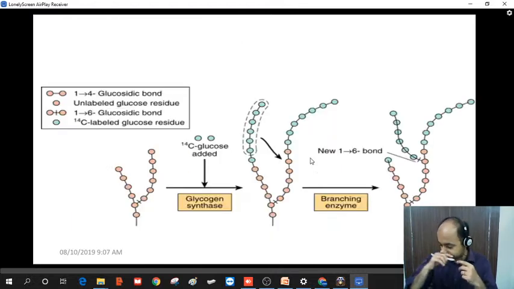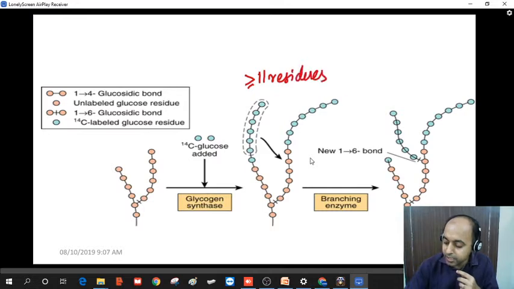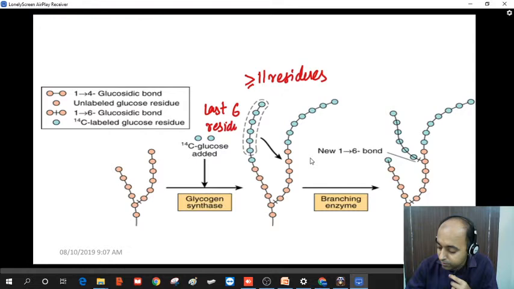Okay, let's see. The glycogen synthase will add the glucose residues to the two chains, and the chains will keep becoming longer. The minimum size at which the branching can occur is 11 residues. So once the chain is at least 11 residues long, that is when the branching enzyme will come into play, and it shifts the last 6 residues. If you want, you can count 1, 2, 3, 4, 5, 6. These 6 residues are shifted to an adjoining chain, and the linkage which is formed is alpha 1,6 glycosidic linkage, which is denoted by a dash. Wherever you find the dash, it will show the alpha 1,6 linkage.